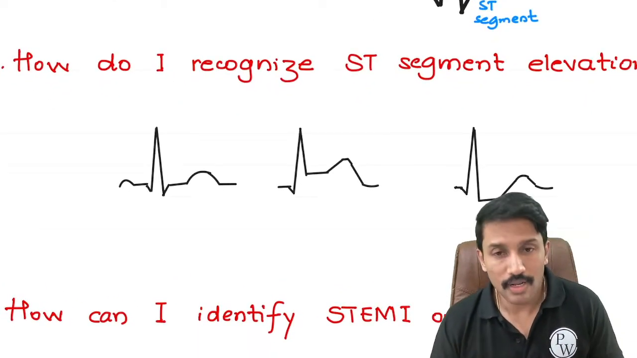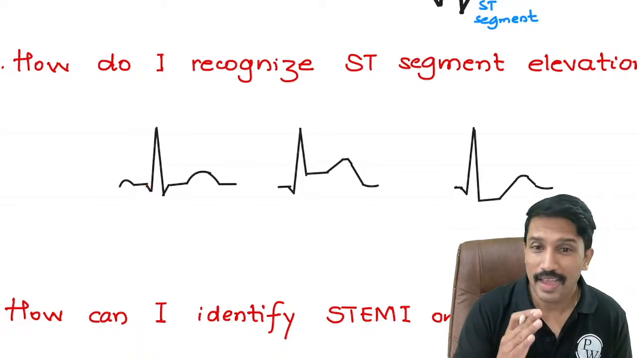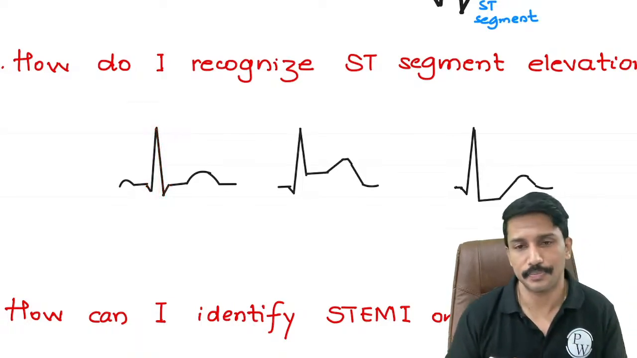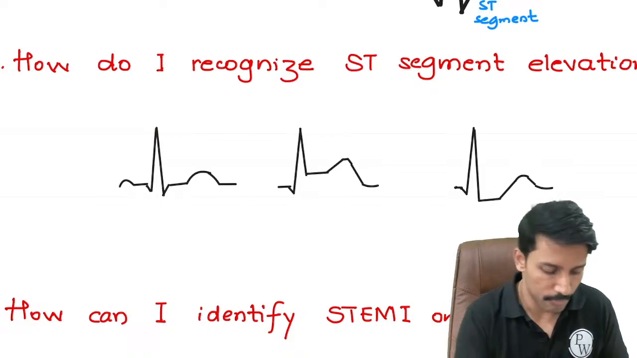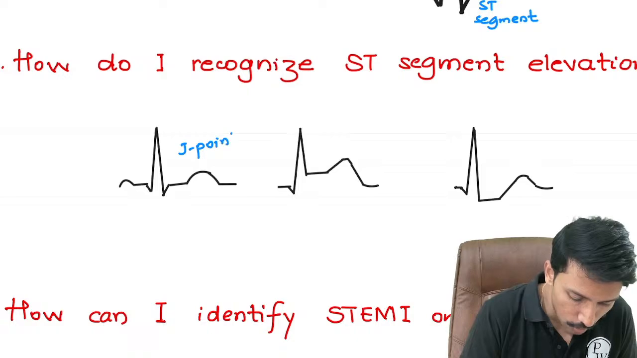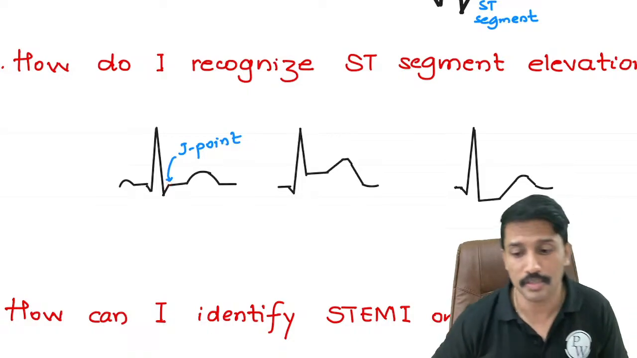Now, the point to note about the ST segment is that it begins with the end of QRS, and the point at which the QRS ends, we are going to call the J point. So to identify ST segment elevation, there should be elevation of the J point. And what is this J point? The J point is the end of the QRS complex.